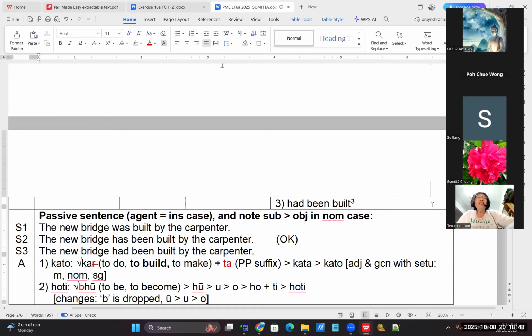Then sentence 1 and sentence 3, are they correct or not correct? Not correct. Listen to me first. "Has" is correct, it refers to the hoti. "Being built" refers to the PP. So 1 and 3 are not correct.